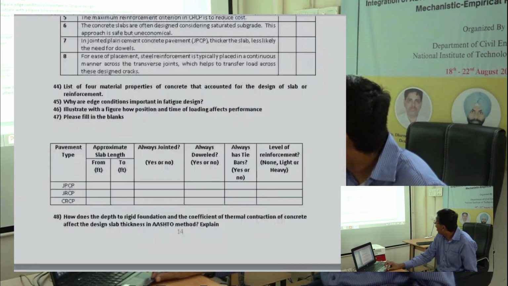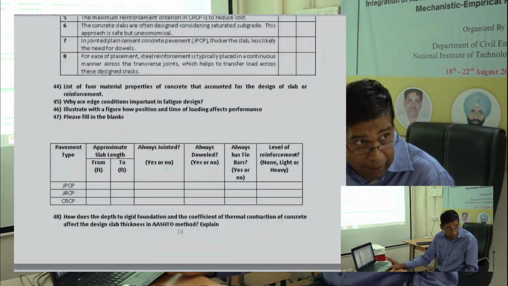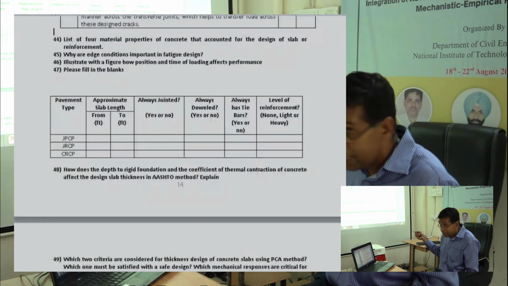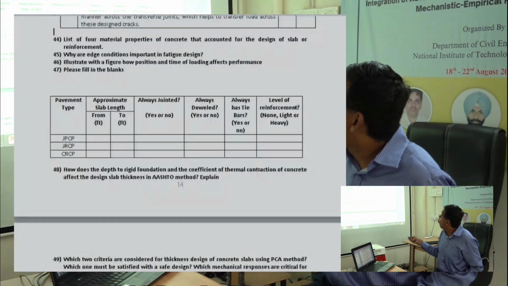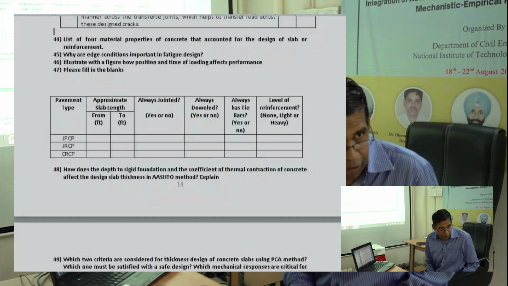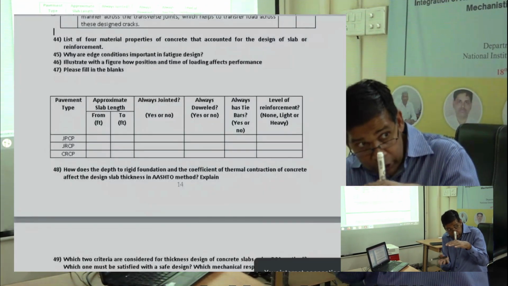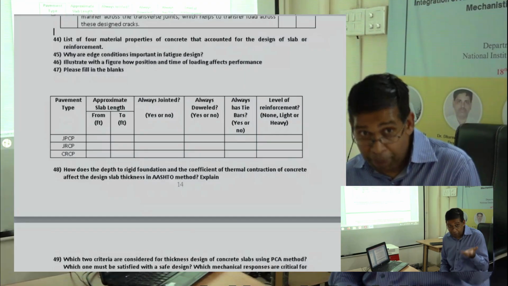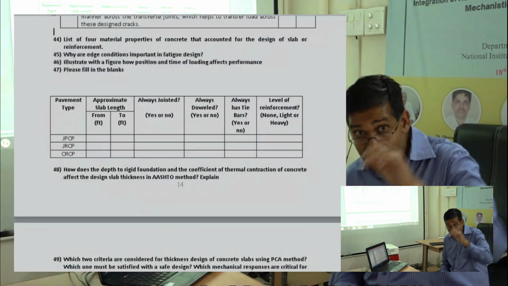How does the depth to rigid foundation, think with me here, and the coefficient of thermal contraction of concrete affect the design slab thickness in the AASHTO method? Understand the question, right? If I increase or decrease the depth to rigid foundation, just that, everything else constant, what will happen to the slab thickness? My depth to rigid foundation decreases. That means my rigid foundation gets closer and closer to the pavement. Will my thickness increase or decrease? You have better support and therefore it will decrease. Everybody understand that? You should be able to understand from all the tables how it correlates.